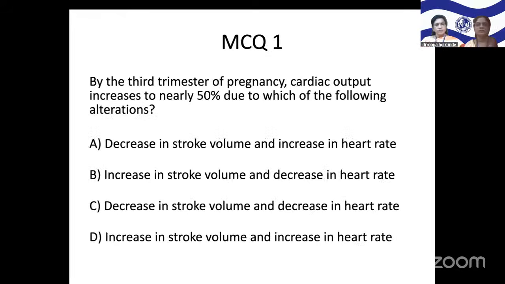Coming over to the first MCQ of our day. For the audience: by the third trimester of pregnancy, cardiac output increases by nearly 50%, due to which of the following alterations? Option A, decrease in stroke volume and increase in heart rate; option B, increase in stroke volume and decrease in heart rate; option C, decrease in stroke volume and decrease in heart rate; or option D, increase in stroke volume and increase in heart rate. We'll give you 30 seconds to type your answer in the chat box.